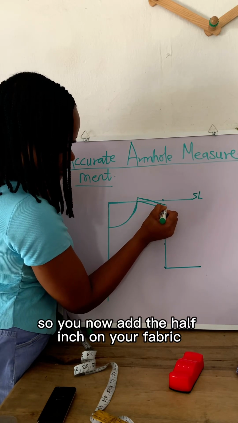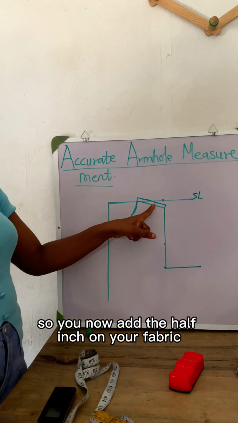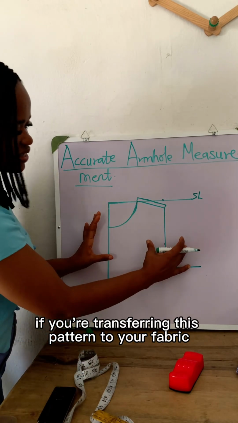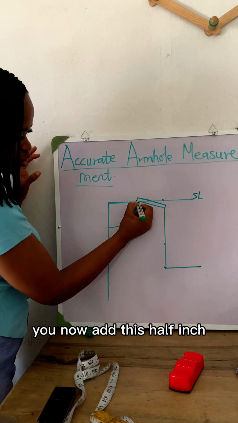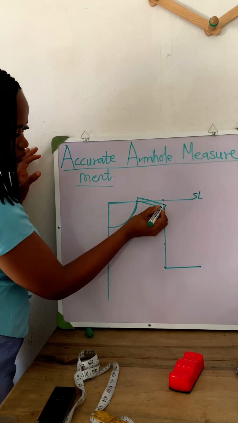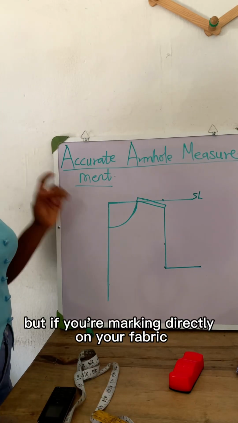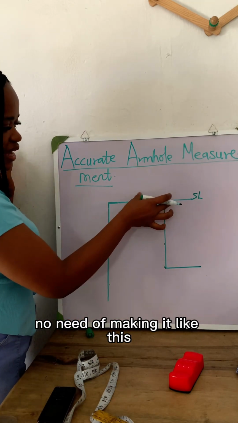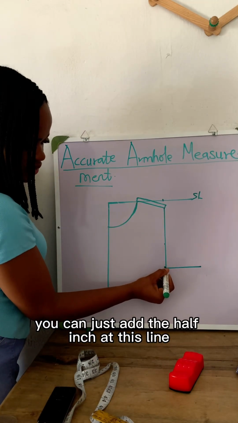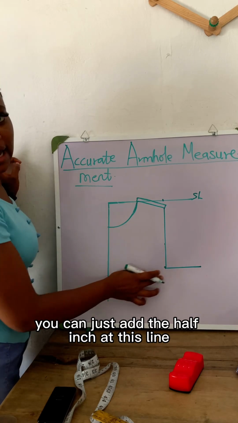So you now add the ½ inch on your fabric. If you're transferring this pattern to your fabric, you now add this ½ inch. But if you're marking directly on your fabric, no need of making it like this. You can just add the ½ inch at this line.